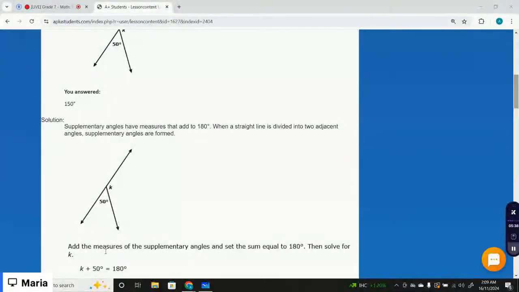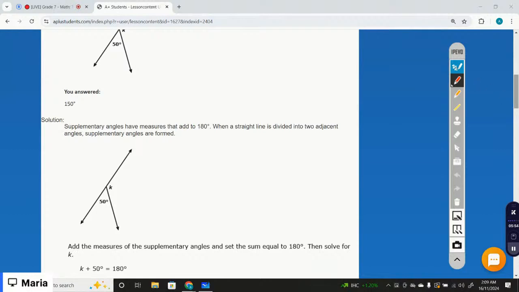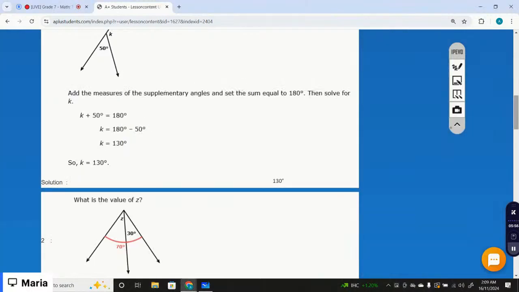Supplementary angles have measures that add to 180 degrees. When a straight line is divided into two adjacent angles, supplementary angles are formed. So that is a supplementary angle, right? So the sum of k plus 50 is 180. Then move 50 to the other side, so k equals 130 degrees, right? So angle k measures 130 degrees. Got it? Let's just start with the test questions.